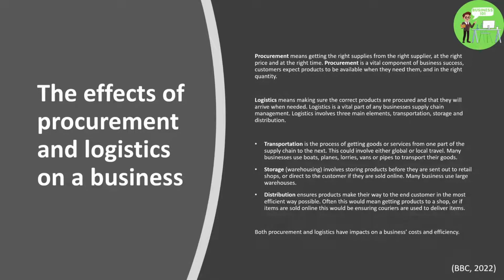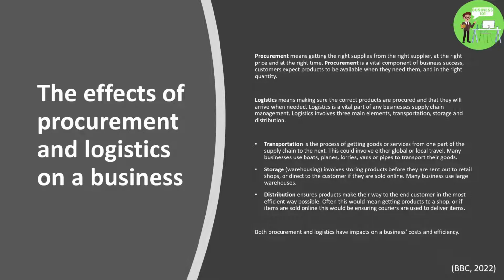So now let's talk about the effects of procurement and logistics on a business. So procurement means getting the right supplies from the right supplier at the right price and at the right time. Procurement is a vital component of business success. Customers expect products to be available when they need them and in the right quantity and quality.